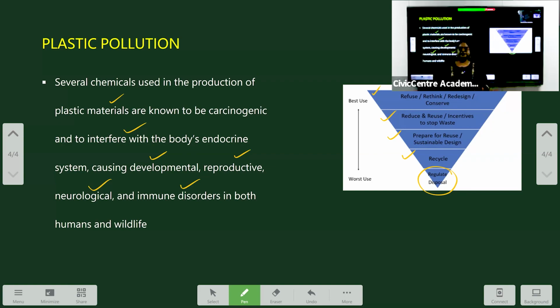So today we have seen the concept of plastic pollution and understood the ill effects of it.